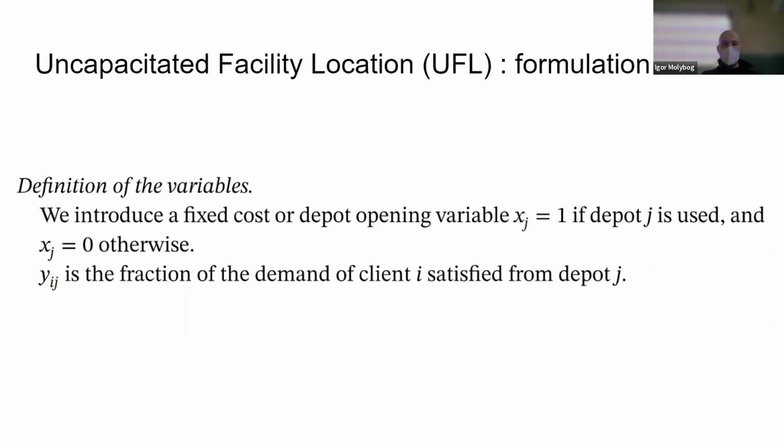So the variables here are, first, x, the binary variable that signals if a depot j is open or not. And yij is the fraction of the demand that client i satisfies from depot j.